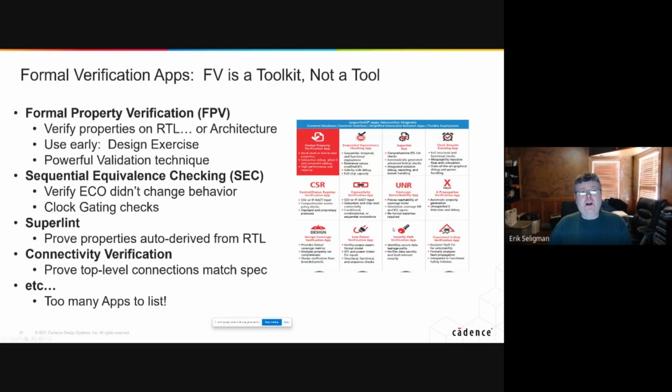So formal property verification, where you're just verifying properties on your RTL or on your architecture, is the thing most people think of first as far as formal verification goes. Right? You write an assertion, you want to verify that assertion is always going to be true. And of course, this is very powerful.